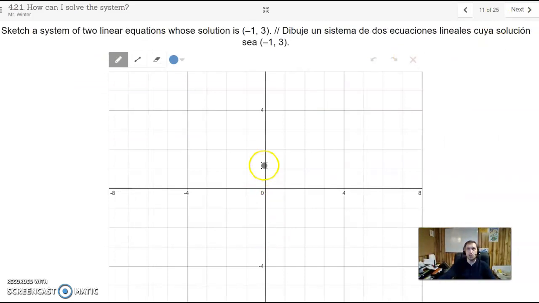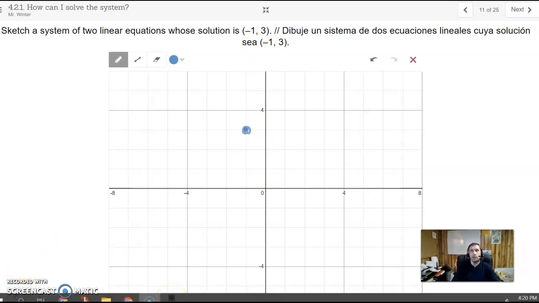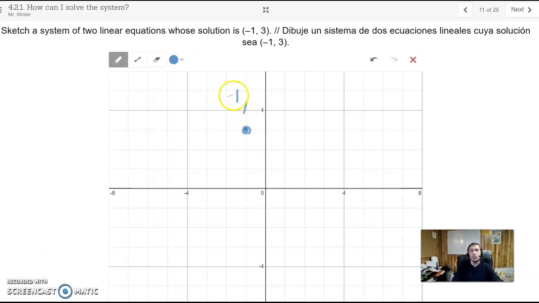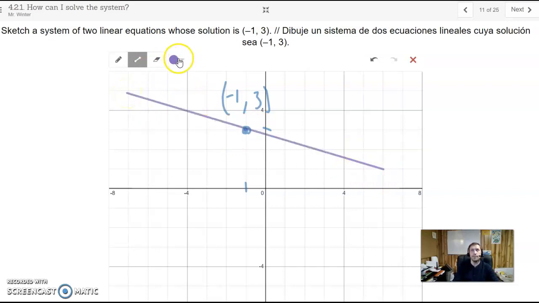So now it was your turn to draw 2 lines that intersect at -1, 3. So pause this and go ahead and try that out. All right, so hopefully you could see this is the point -1, 3. You go left 1, then you go up 3, and there's your point. Now use this line tool and you can say, well, here's one line that goes through that point, and here's another line that goes through that point, and their solution is -1, 3 because they intersect there. Your lines could be all over the place as long as they both cross at -1, 3.